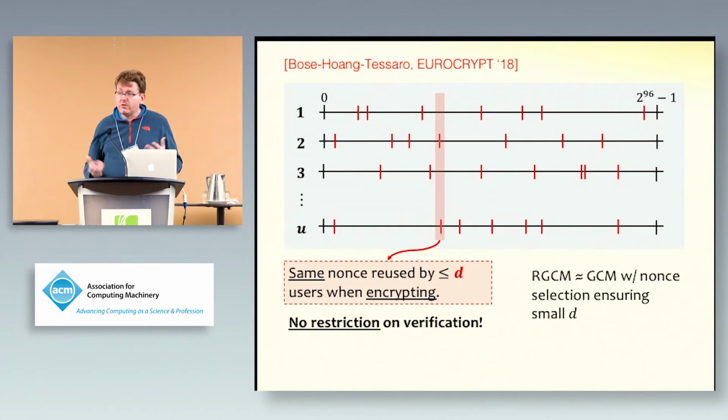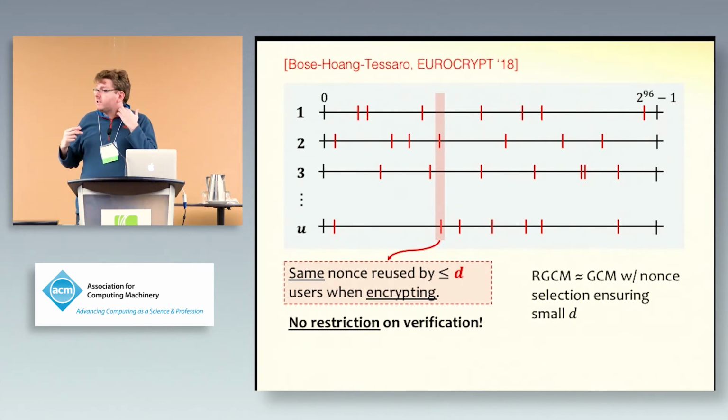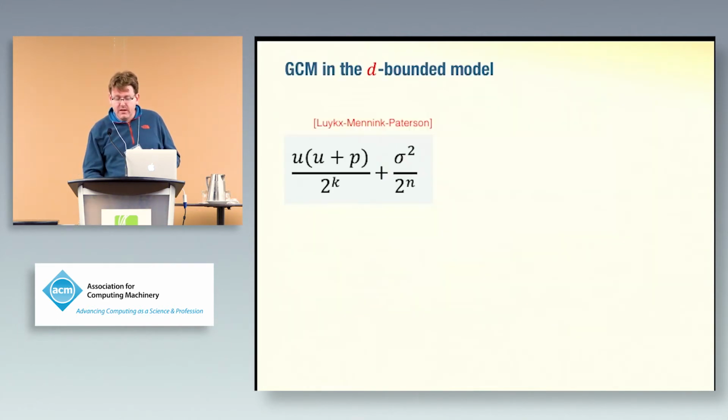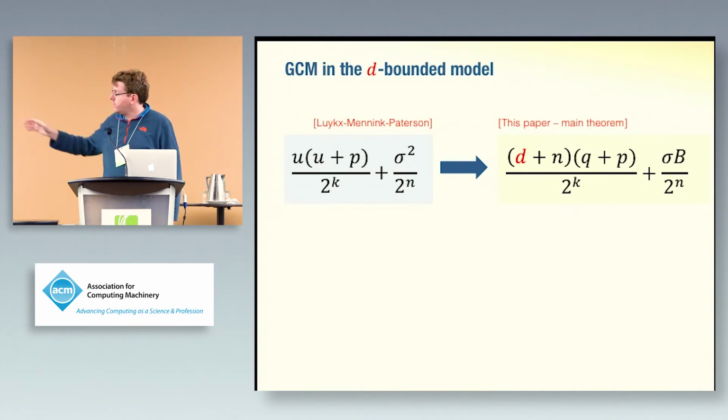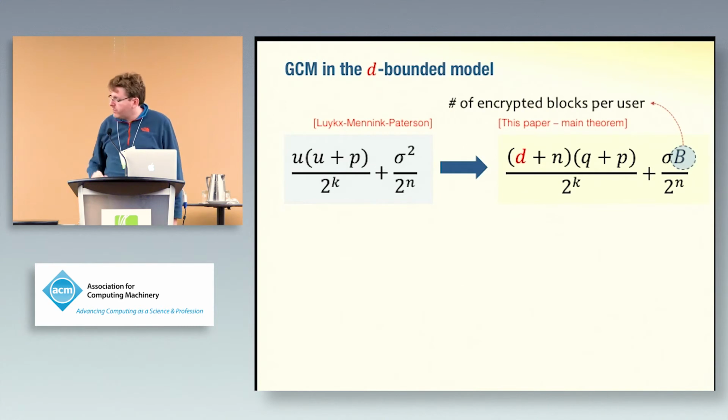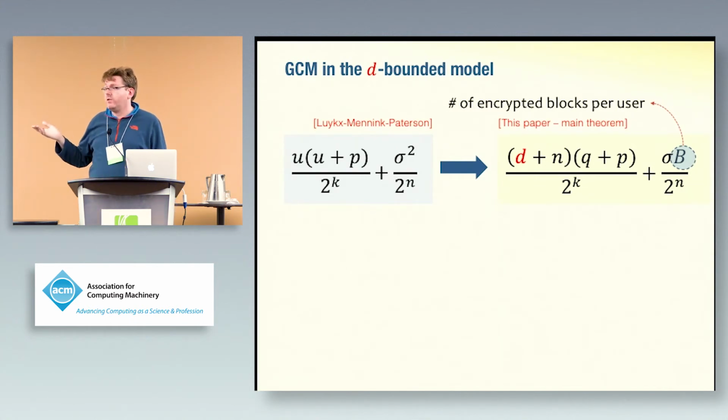And so in a way, you can think of GCM within RGCM as a way of ensuring that you have a sufficiently small D when invoking the underlying GCM. And so we prove a bound here that extends previous work, and it's now parameterized by this D. Also here, Q is the overall number of encrypted messages, so it's slightly different. And I'll come back to this first term, but we also improved the second term. This is where the rekeying comes in. Instead of sigma squared, you will have a term as sigma times B. And this B is a bound on the number of encrypted blocks per user, not verified, just encrypted.